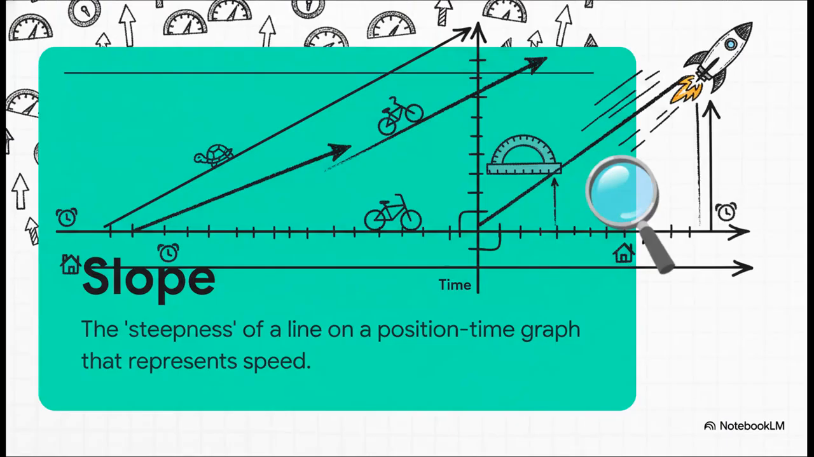All right, so what exactly is slope? The easiest way to think about it is just steepness. How steep is that line? Because on a position time graph like this one, that steepness isn't just some random detail. It literally is the object's speed. So the rule is simple. The steeper the line, the faster it's going.